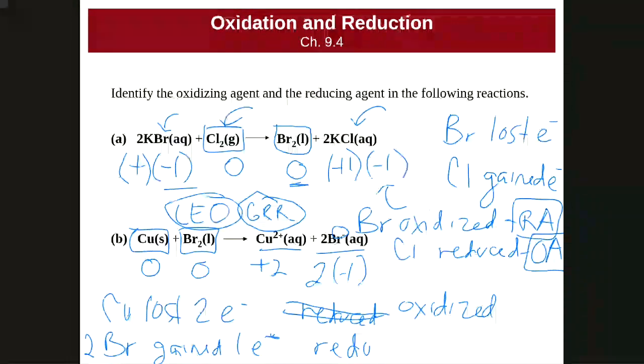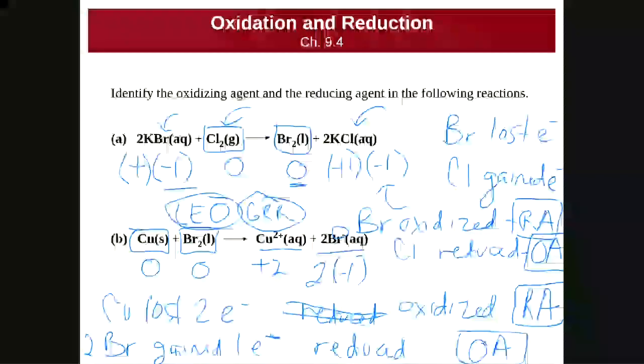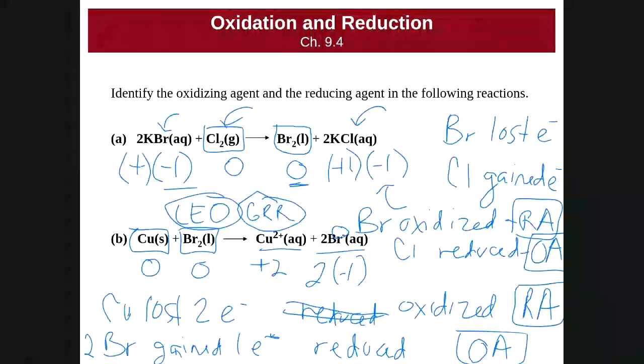So the thing that was oxidized is the reducing agent. The thing that was reduced is the oxidizing agent. So copper metal is our reducing agent. Bromine liquid is our oxidizing agent.